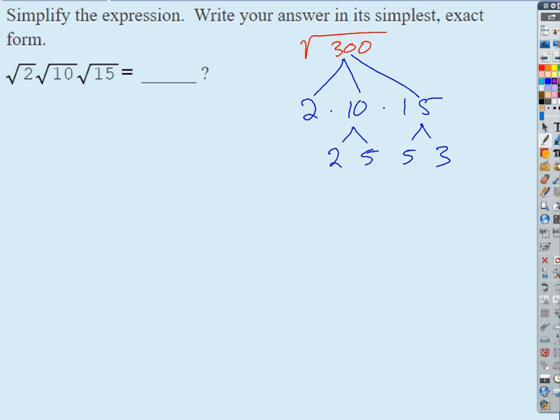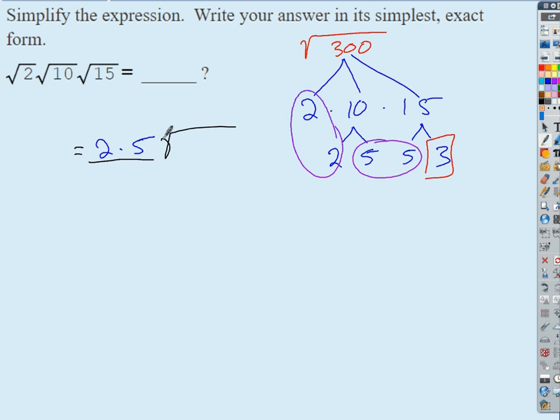So now we can do couples and single count. Do you see any couples? 5 and 5, 2 and 2, single 3. And so my answer is going to look like, what's outside? Good. 2 times 5, and what's inside is 3. And so we just get 10 radical 3. Okay, make sense? You remember doing maybe stuff like this.